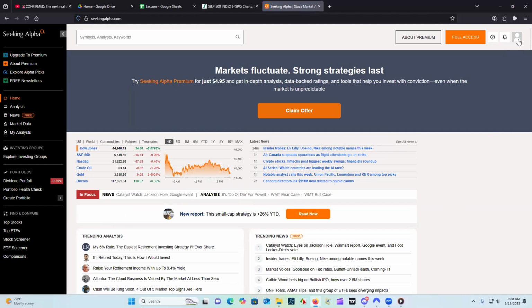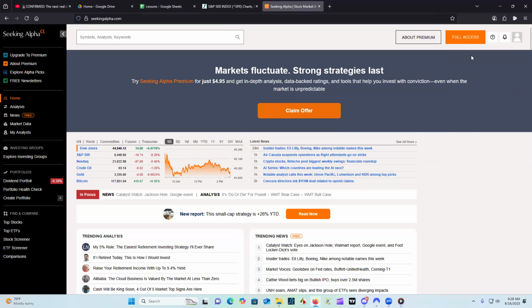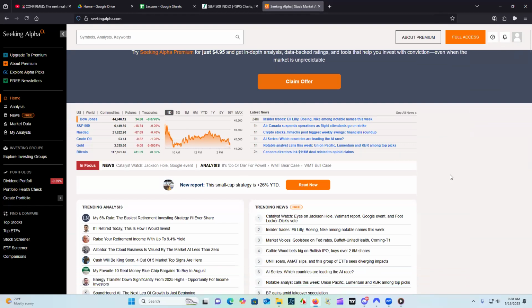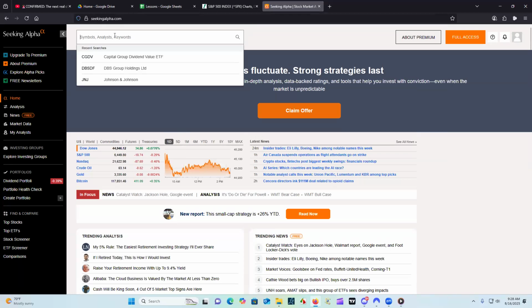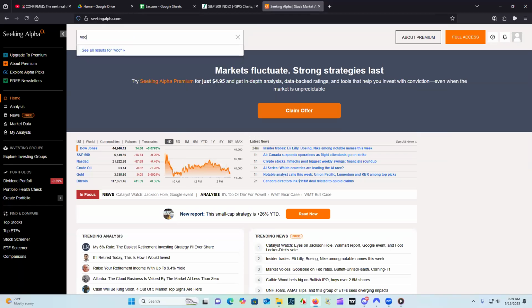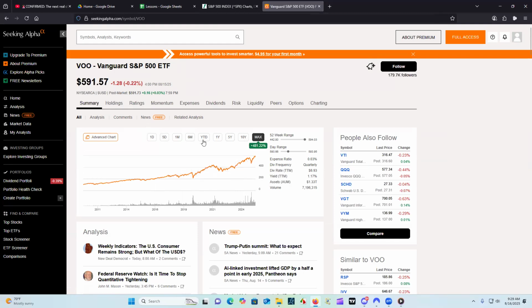I already have an account, but it's a free account. Just create a free account, and they'll walk you through how to create an account. It's pretty easy to set up an account. You've done that before many times on other websites. And then just type in, let's just look at VOO, for example, the S&P 500 ETF. So this is one you can buy and sell. And don't worry about all this. They have their own charts and everything, just like Yahoo Finance.